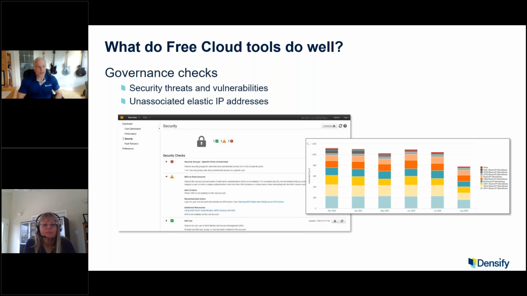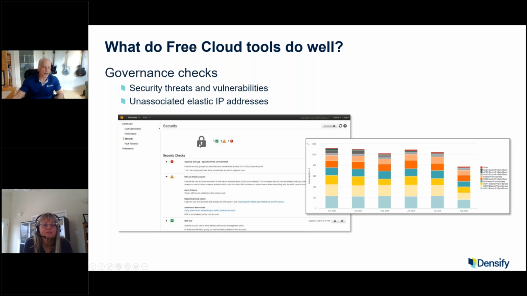Governance checks and security checks. In a lot of cases, even some of the paid cloud tools, what we call the Cloud X vendors, might take some of this information through an API and expose it in their actual product. So they'll take information like open ports, or recommended actions around multi-factor authentication on a root account, just security exposure.